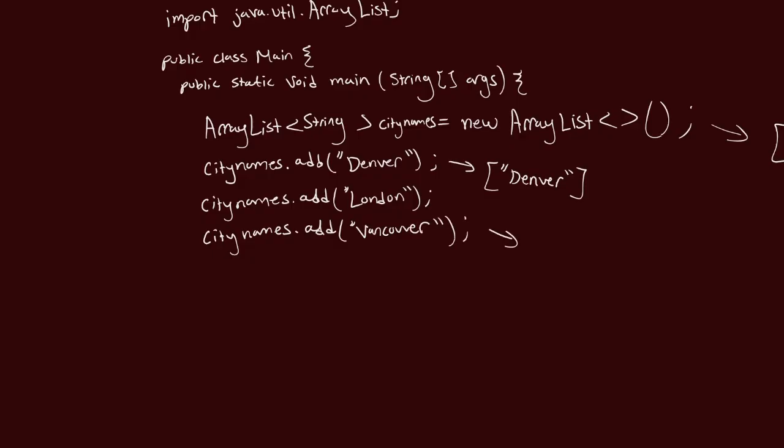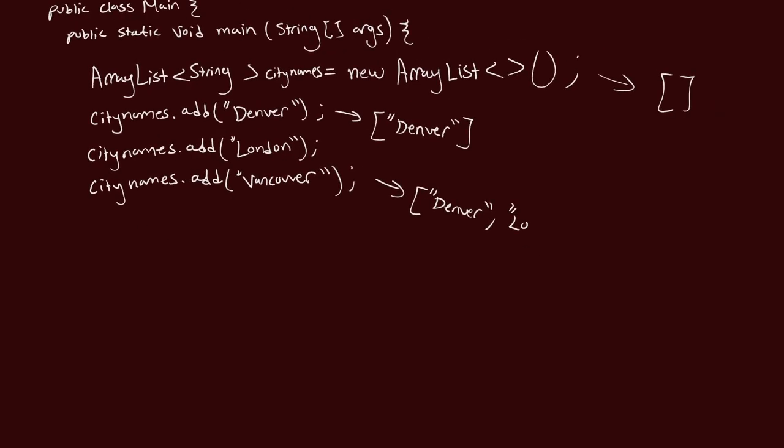Okay, so here the array looks like this. It has Denver, then London, and then Vancouver.